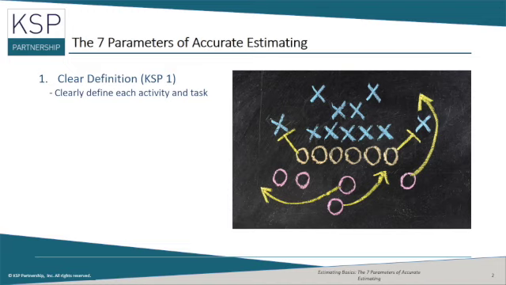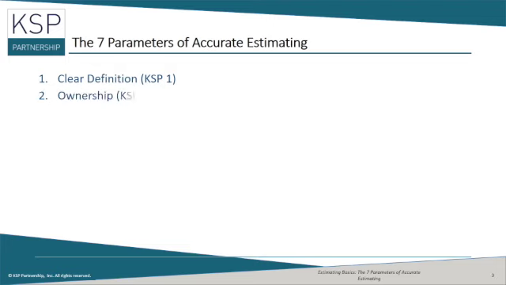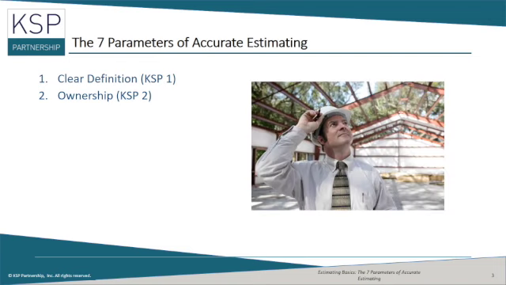The second aspect is clearly defined roles and responsibilities. If I know who is in my team and what role I play, the more accurate my estimate. The second parameter is our second key success parameter, ownership.